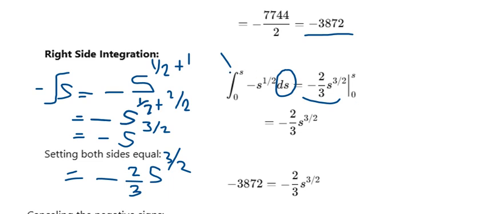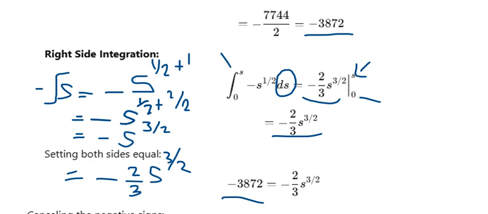Now the ds is gone. So now we have the starting point, the ending point, 0 to s, and this is what we're trying to find. Then we put it into s. 0 is automatically understood, so every time we see 0, we don't even write that anymore. So we have minus 2 by 3 s, 3 by 2 on this side, and the left side we already calculated, minus 3872 equal to minus 2 by 3 s, 3 by 2.